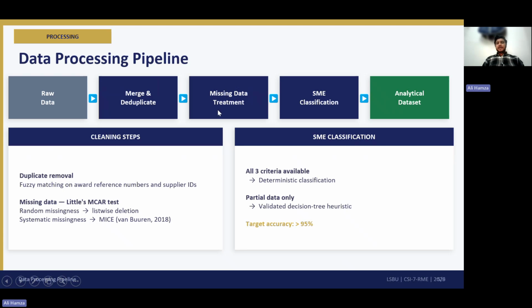Then we will treat the missing data values by using Python libraries, and then we will apply the SME classification, which will help us classify the patterns of why this particular project got won. And then we will apply the analytical data sets, and we will target around 90 plus accuracy by partial data only, validate decision tree, etc.